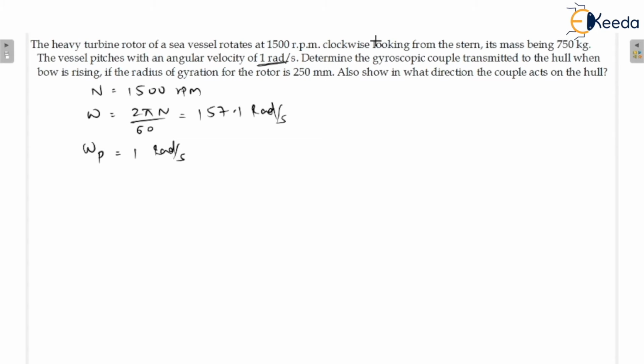Gyroscopic couple we can calculate, but we need to find out the moment of inertia also. We know that I is equal to m k square. The mass is given, that is 750, and the radius of gyration is also given, that is 250 mm, that means 0.25 whole square. From here you can calculate the moment of inertia, that comes out to be 46.875 kilogram meter square. Okay, so we have all values for the gyroscopic couple.